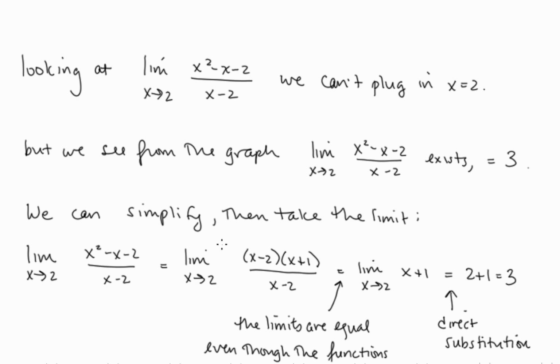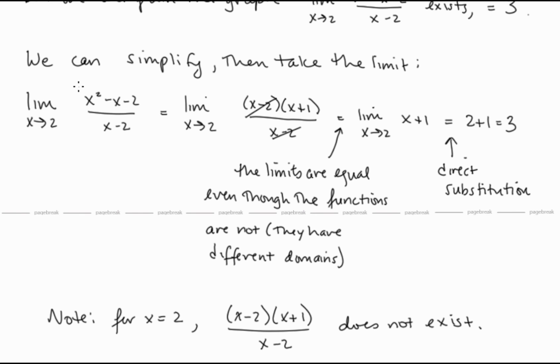We can factor our numerator, and we can cancel the x minus 2. Now we know that this original function and this simplified function of x plus 1 are the same at all x values except x equals 2. Well, that's perfect for limits because limits are not concerned with what's happening at x equals 2. They're only concerned with the behavior as x approaches 2. And as x approaches 2, x is not equal to 2. So these limits are the same. And now here we can just plug in, direct substitution.